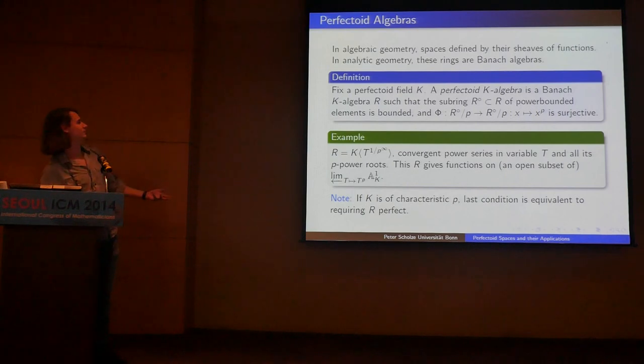And again, this remark about why this is called perfectoid. If the base field is of characteristic p, this last condition I'm requiring there is equivalent to requiring that the ring is perfect. And in classical analytic geometry of p-adic fields, there's this notion of an affinoid algebra. And so a perfectoid algebra is some kind of perfect affinoid algebra. That's where the name comes from.